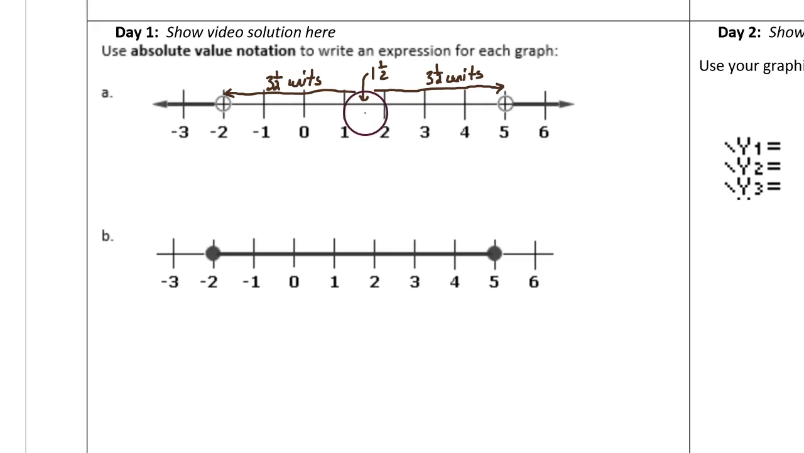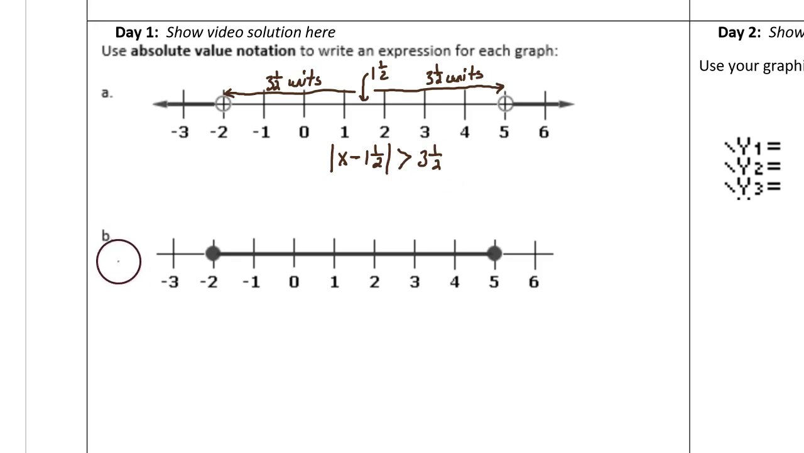With that observation, we can create our absolute value expression. Inside the bars, x minus 1.5. You certainly could write 1.5 for that if you like. Then greater than 3.5. Let's discuss the parts of this expression. This says the distance between some number x and 1.5 is greater than 3.5 units.